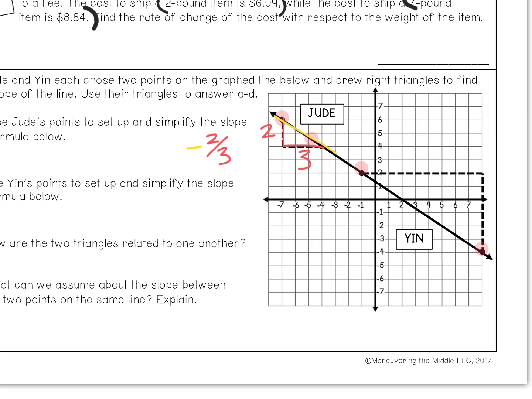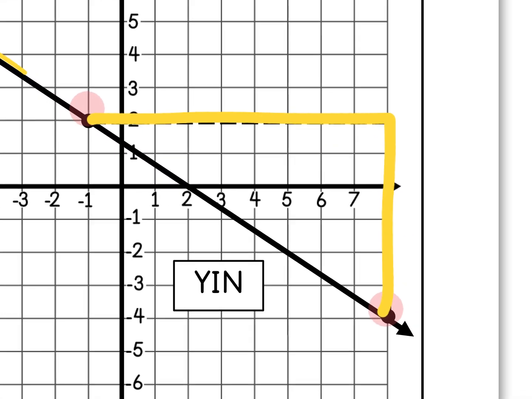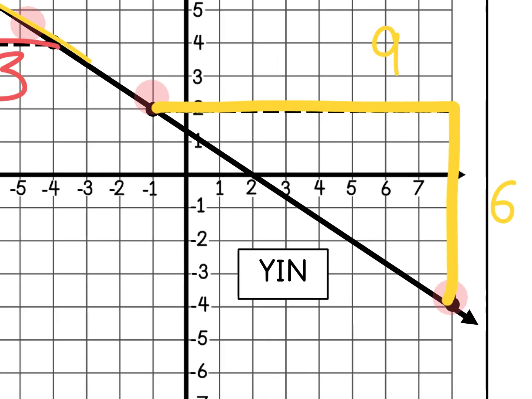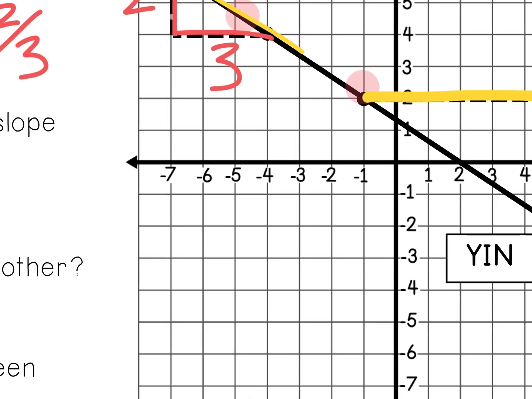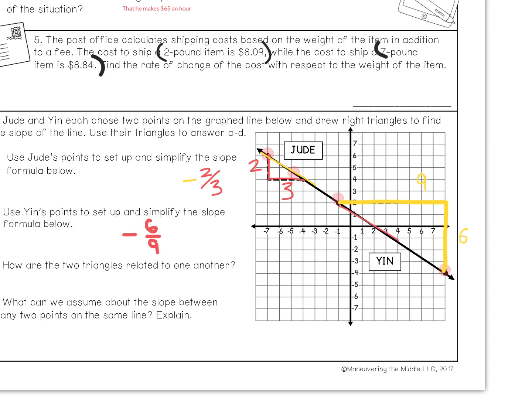And then, what is the slope for the other one? Well, count up and over. And what do you get? 6 over 9, negative 6 over 9. And it's the same downward slope. So negative 6 over 9. Okay, is everybody okay with counting up, down, left, and right? So, if you see a graph, don't make it hard on yourself and just make it easy by counting left, right, up, and down.